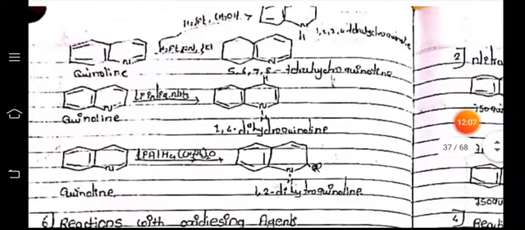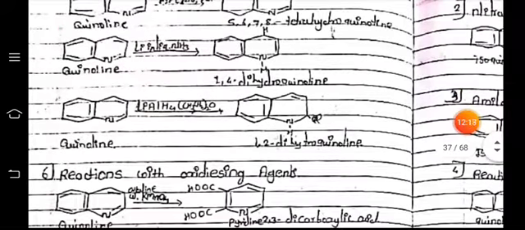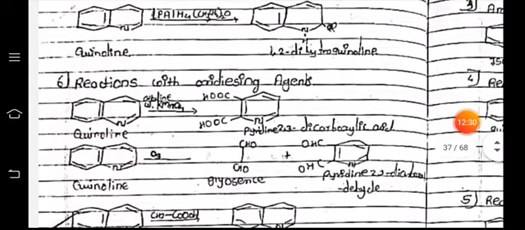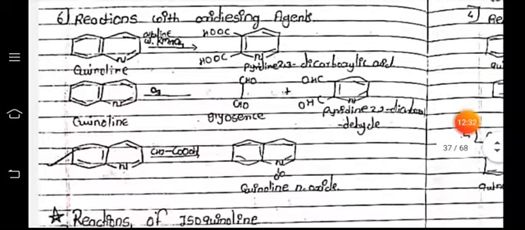Next one is the reaction of quinoline with H2/Pt and HCl, which reduces it to 5,6,7,8-tetrahydroquinoline as the product. Next, quinoline reacts with lithium and NH3 to give 1,4-dihydroquinoline. Next, quinoline reacts with lithium aluminum hydride in diethyl ether to give 1,2-dihydroquinoline as the product.